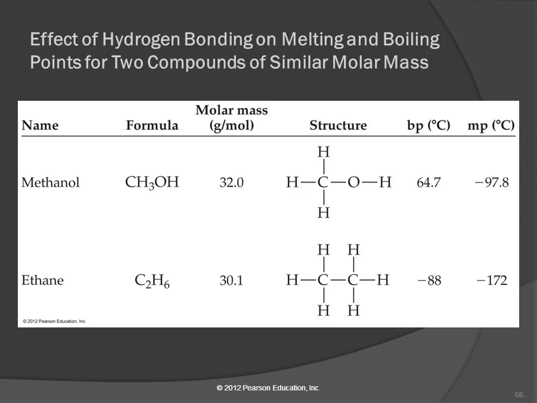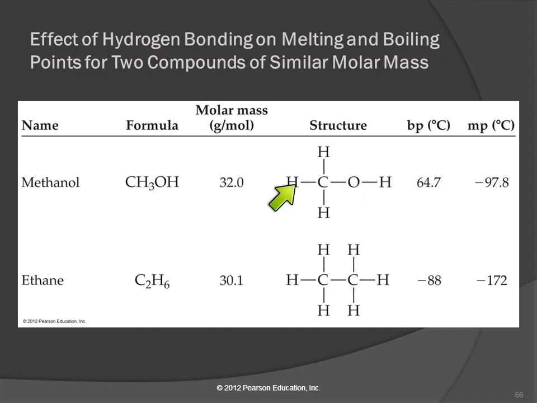So here we can compare methanol with ethane. We've looked at ethane before. There's its structure again. Molar mass of 30.1. Here's the structure of methanol. When we look at its structure, we see, oh yeah, there's the OH bond. And this molecule is polar.